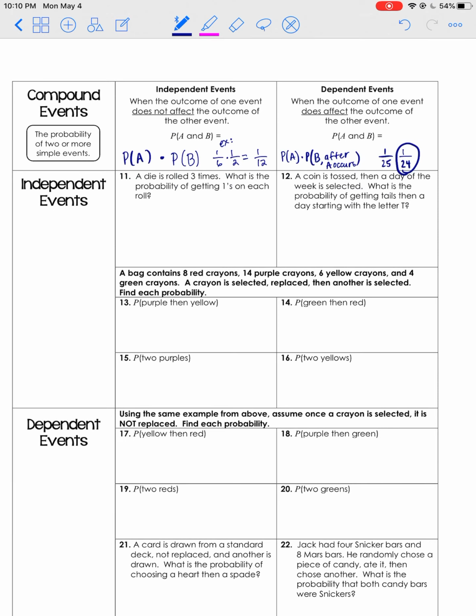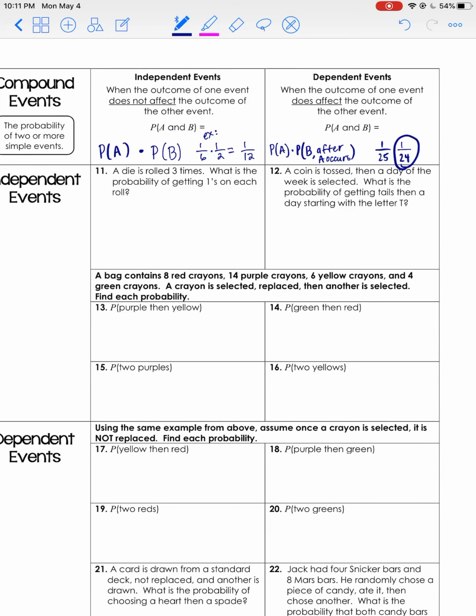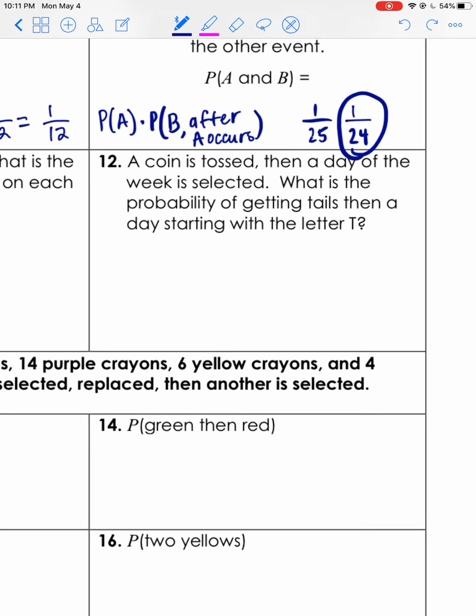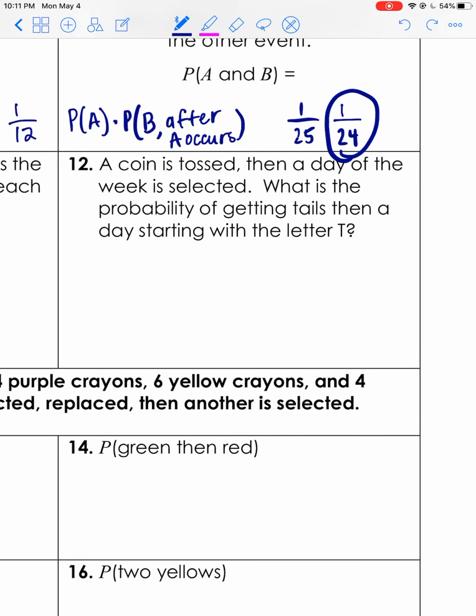All right, so let's try a couple independent ones. Let's do number 12, and then we'll do this whole set down here because these are really good. Okay. Number 12, a coin is tossed, then a day of the week is selected. What is the probability of getting tails and then getting a day starting with the letter T? Okay, so first, what's the probability of getting tails? Well, 1/2, right? Because there's 2 things that could have happened. Obviously, tails is just one of them.